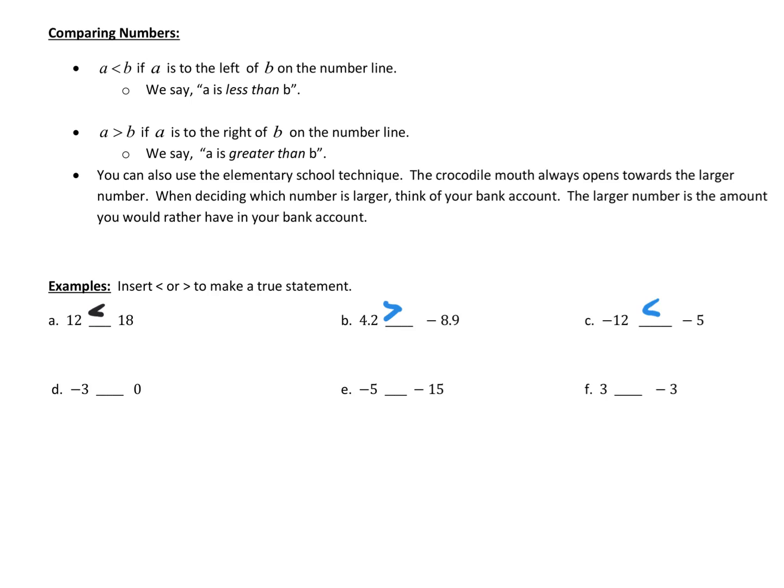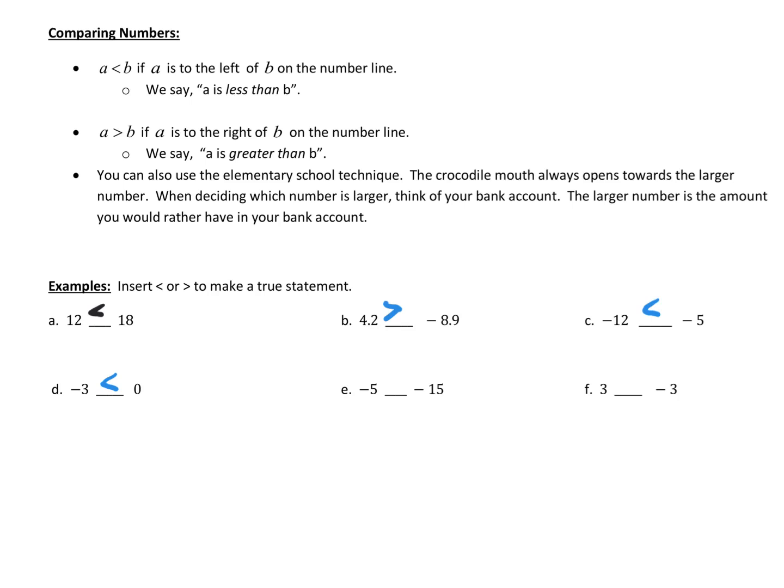All right, for example D, we have negative 3 and 0. And for this one, again, if you think in terms of your bank account, I would rather have no money than be overdrawn $3, so I would rather have a $0 balance. I'm going to have my crocodile mouth opening towards the 0. And we say negative 3 is less than 0 on the number line.